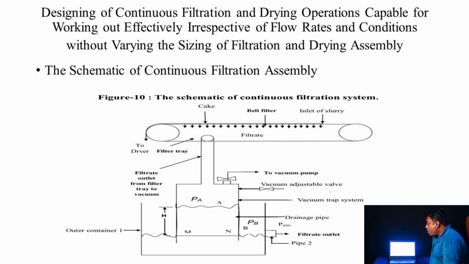If we want to reduce the filtration rate, then we have to reduce the vacuum strength inside the pipe, and it can be done by increasing the opening of the vacuum adjustable valve. In such a way, the filtration rate can be increased or decreased without varying the sizing or dimensions of the filtration system.